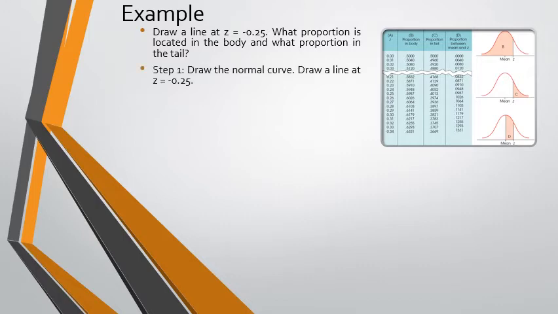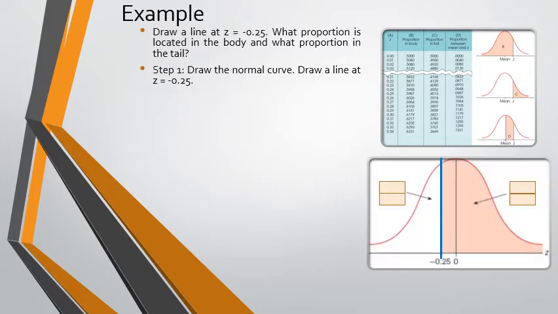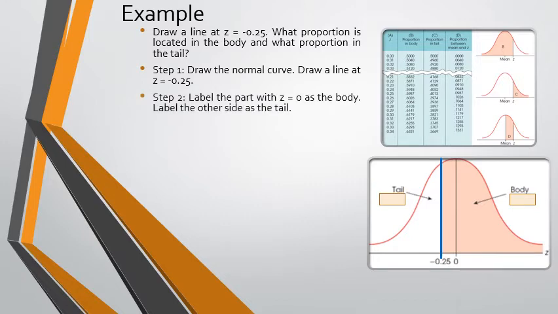So step 1, you're going to draw the normal curve and draw a line at z equals negative 0.25. So there's your normal curve, and there's my blue line. I drew it at negative 0.25. It's just to the left of 0 because it's negative. And then I want to know what proportion is in the body and the tail.